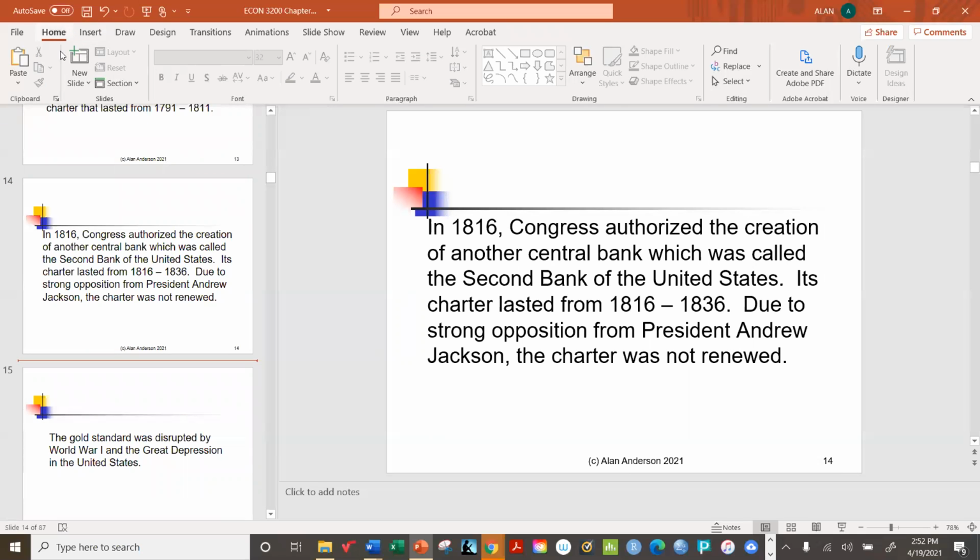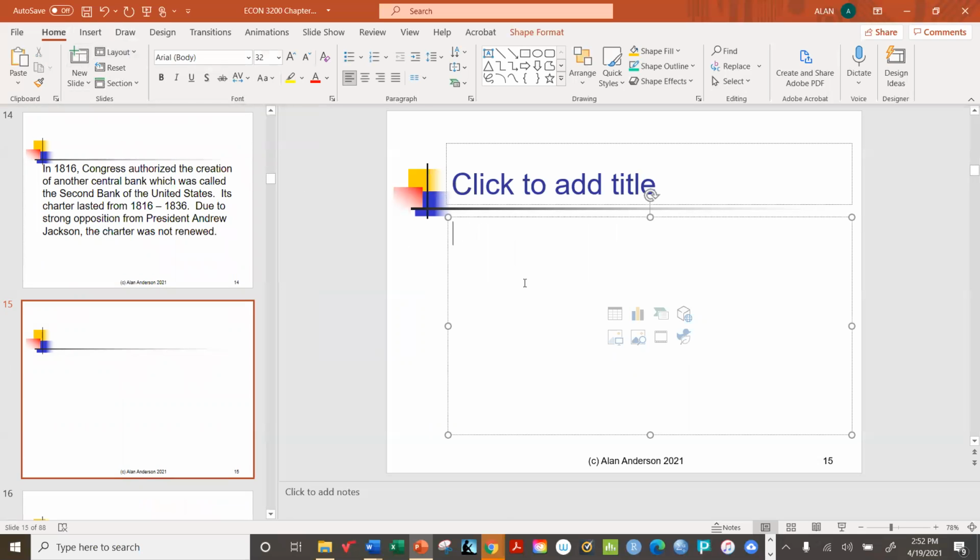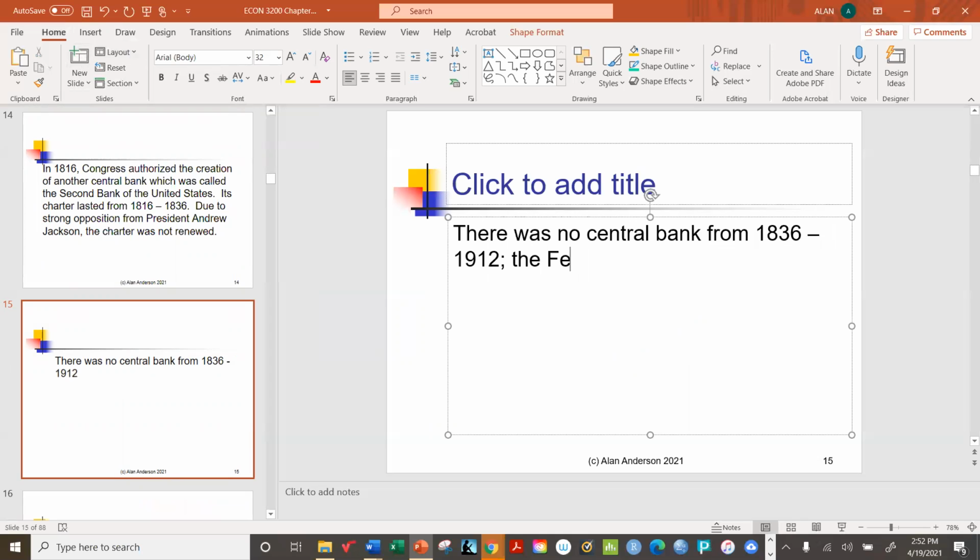So there was no central bank from 1836 to 1912. The Federal Reserve System began in 1913. Okay, so we have this long period, 76 years actually, where there's no central bank. Well, that was pretty chaotic.